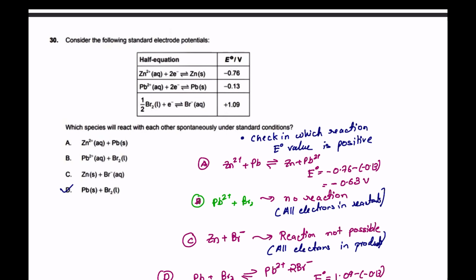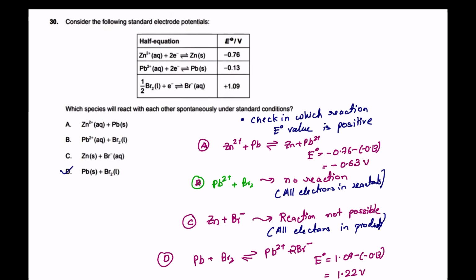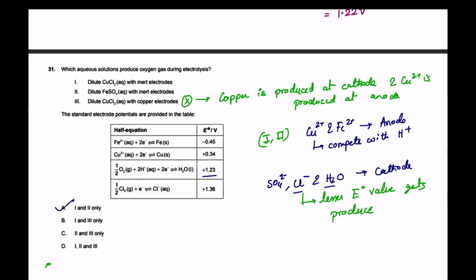Let's just check part D. So we have Pb and Br2. Pb will get oxidized to Pb2+, and Br2 will get reduced to Br minus. To find the E0 value, Br2 to Br minus is 1.09, since Br2 is getting reduced, and Pb is getting oxidized, so we have to write minus of -0.13. So it's 1.22 volts. E0 is positive only in option D, and option D is the correct answer to this question. Now moving on to question 31.